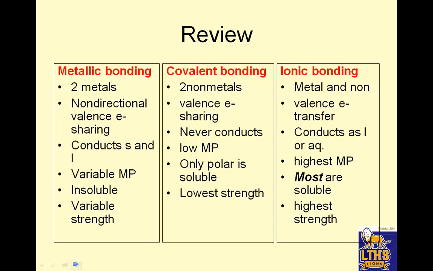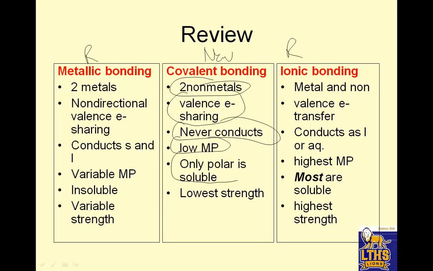Review. Oh my goodness, I can't believe we're at the review because it didn't take as long as I thought. There are 3 types of bonding. This was a review. This is new. This is a review. So covalent bonding is 2 nonmetals. Valence electrons share. It never conducts electricity. Has a low melting point and boiling point. Only polar covalent is soluble. And it is the lowest strength of bonds.